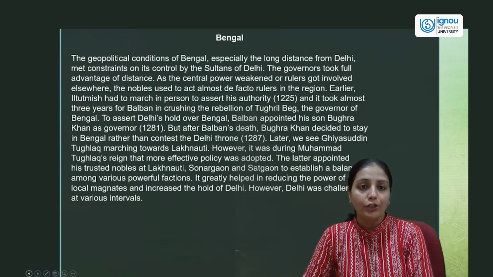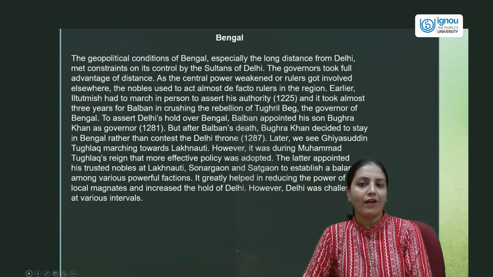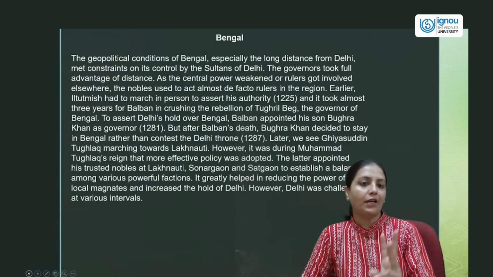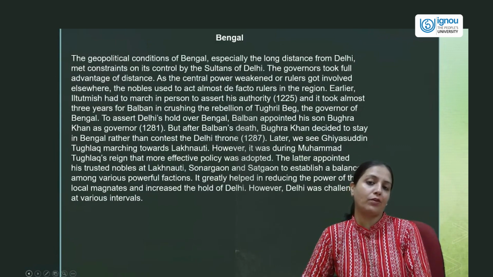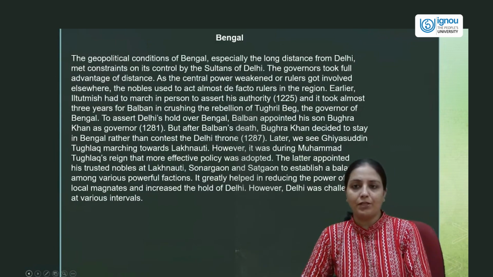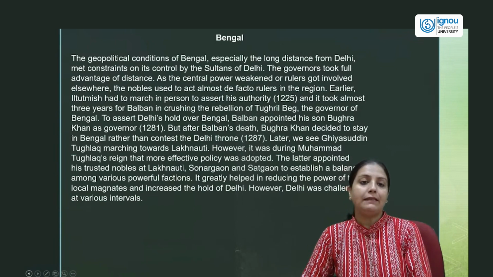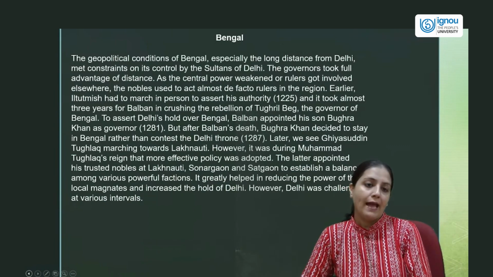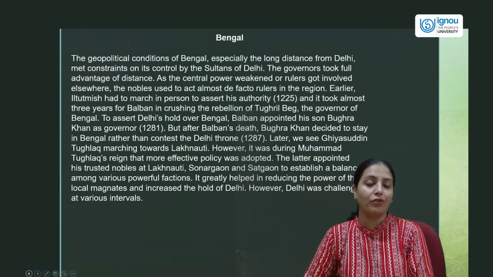The nobles used to act almost as de facto rulers in the region. Earlier, Iltutmish had to march in person to assert his authority, and it took almost 3 years for Balban to crush the rebellion of Tughril Beg, the governor of Bengal. To assert Delhi's hold over Bengal, Balban appointed his son Bughra Khan as governor in 1281.